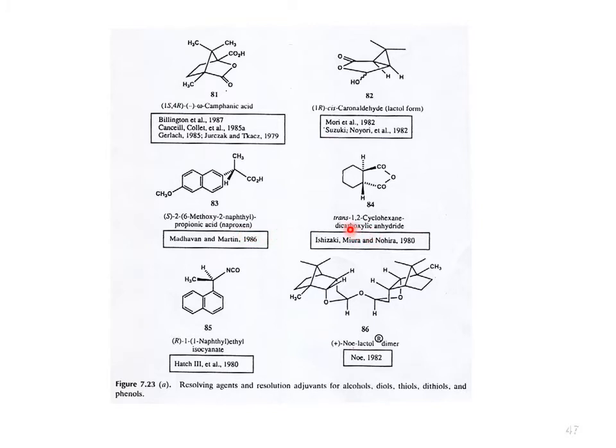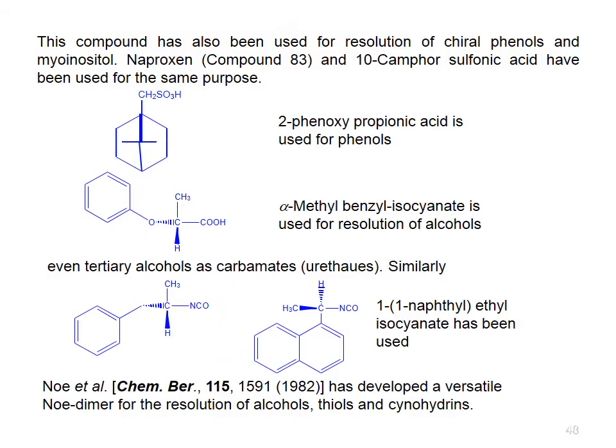These are the agents which are used for the resolution of alcohols, diols, thiols, dithiols and phenols. This compound has also been used for the resolution of chiral phenols, and naproxen compound and 10-camphorsulfonic acid have been used for the same purpose. This is 2-phenoxypropanoic acid, used for phenols. Alpha-methylbenzyl isocyanate is used for the resolution of alcohols, even tertiary alcohols, as carbamates, urethanes. Similarly, 1-(1-naphthyl)ethyl isocyanate has been used.